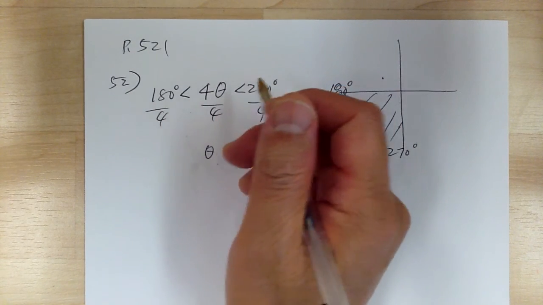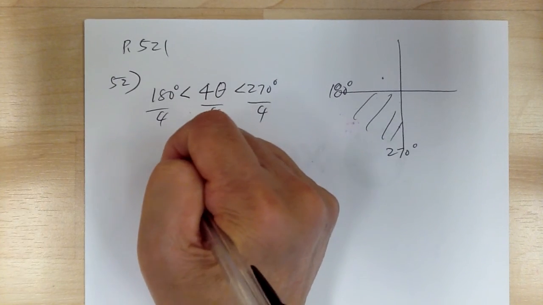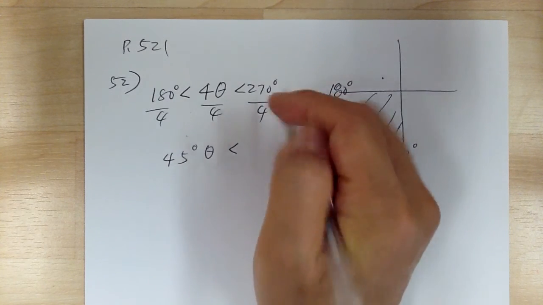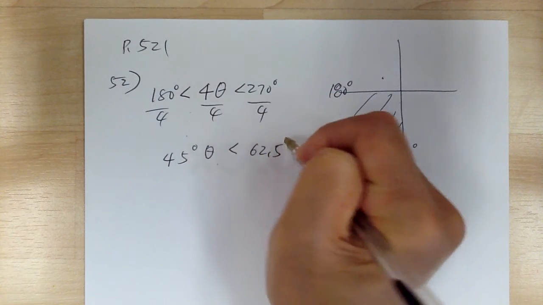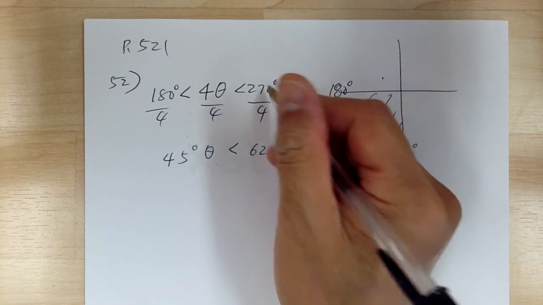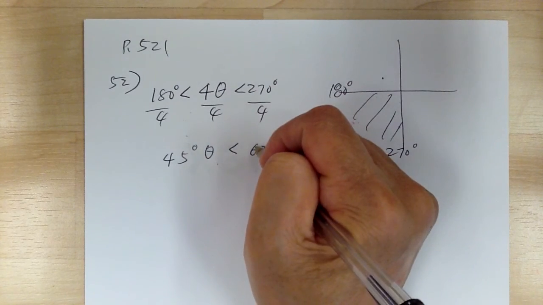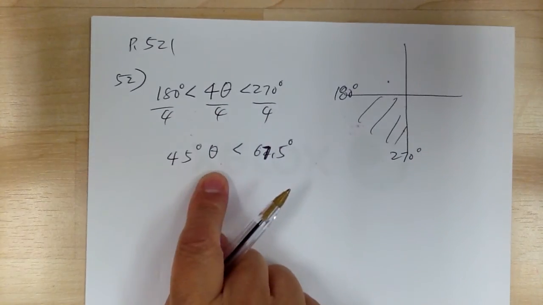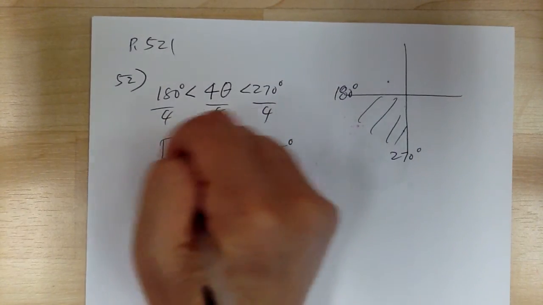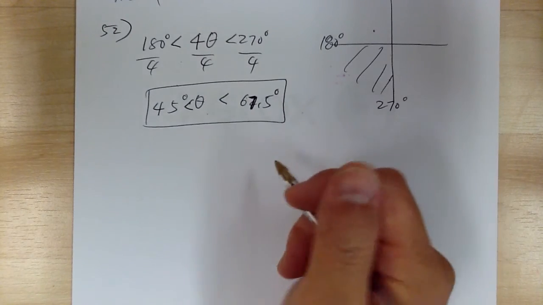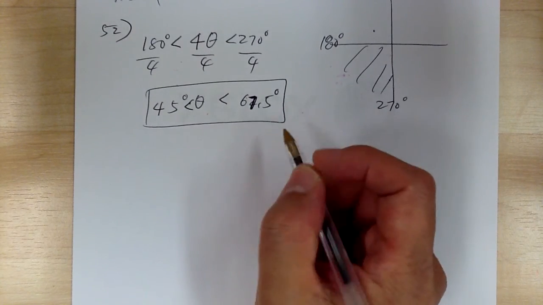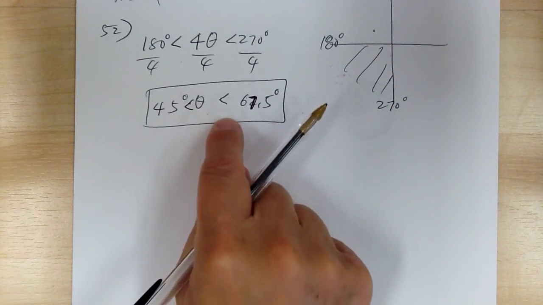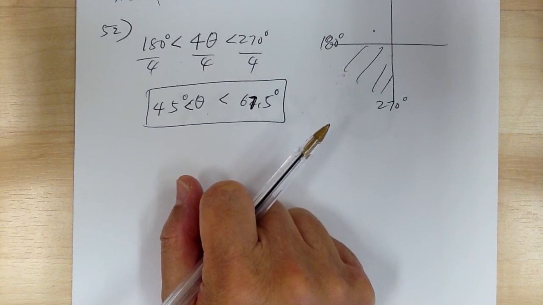You can use your calculator, punch in the numbers, and that would be your answer. You don't have to worry about the coterminal angles. Just look at your primary angle. That's good enough. Now let's go to number 62.